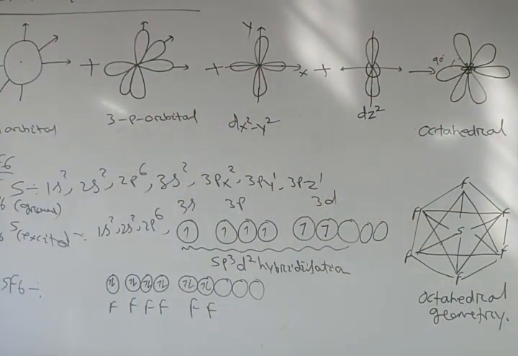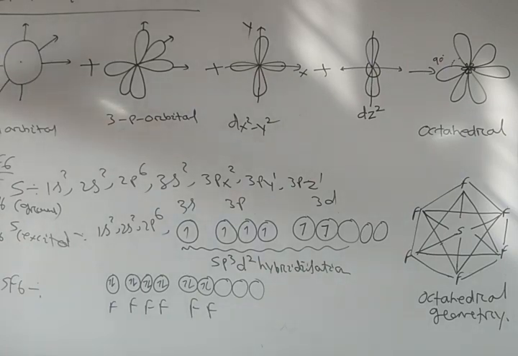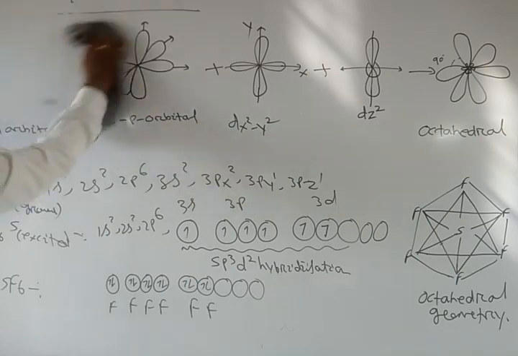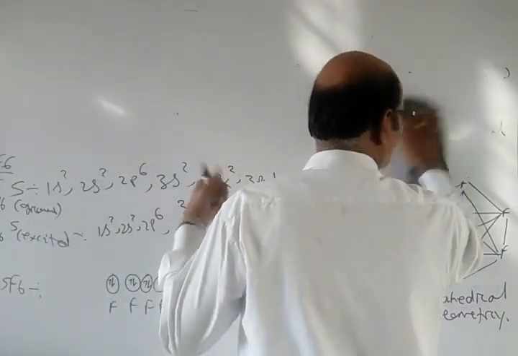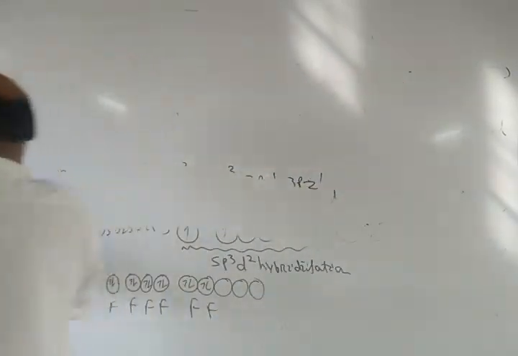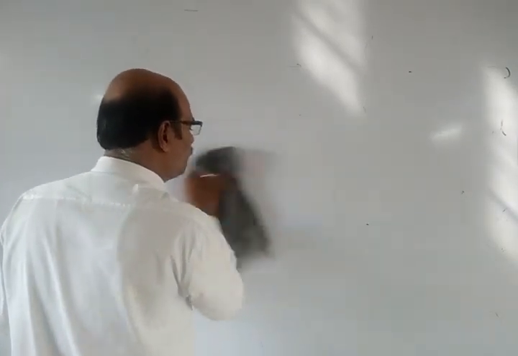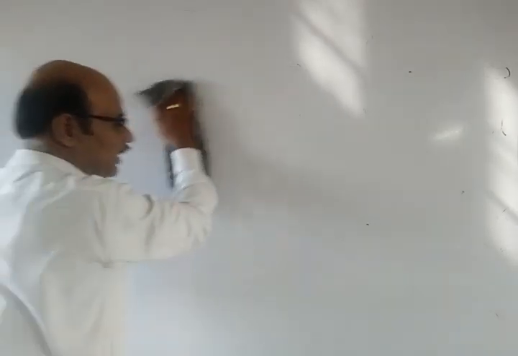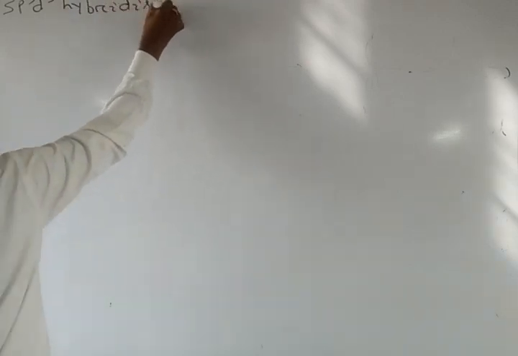Now we will go for what? sp3d3 hybridization. sp3d3 means 1s, 3p and 3d orbitals intermix with each other to give 7 sp3d3 hybrid orbitals.